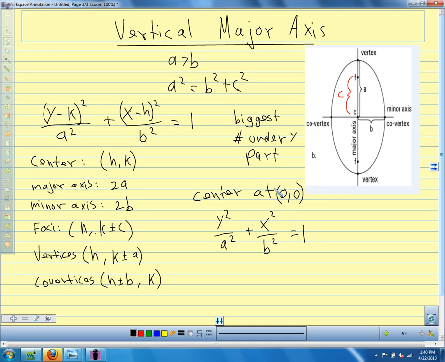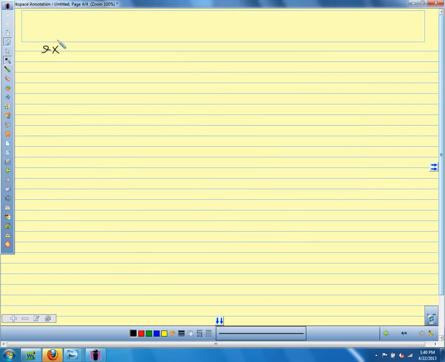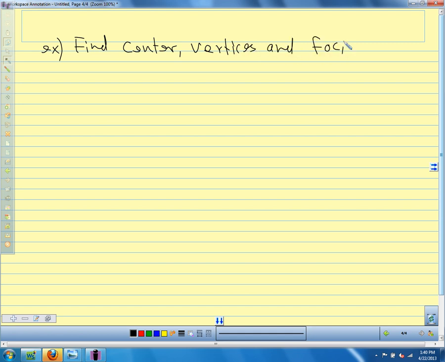So what I want to do next is just do a few examples working with these equations. All right. So the first example, we want to find the center, vertices, and focus. And we want to find both focuses, so we'll call them foci. So this is what we want to find. Our ellipse, 9x squared plus 4y squared equals 36. So there's my ellipse.